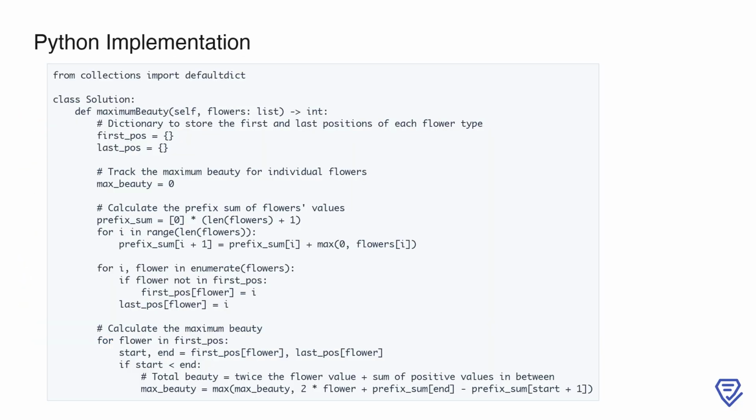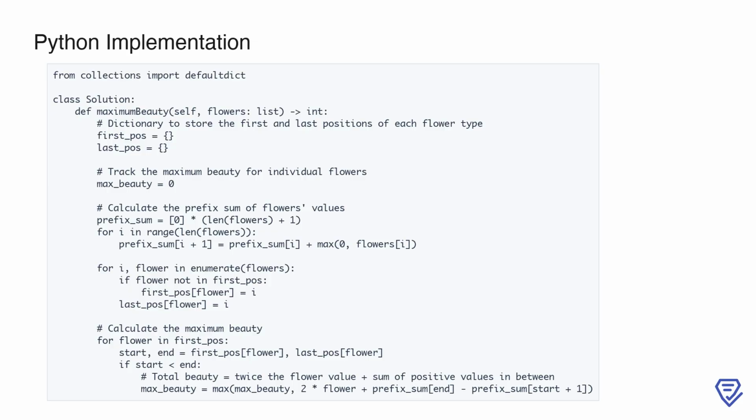Here, we begin by importing the defaultdict module from the collections library, which is helpful for handling default values in dictionaries. We then define the Solution class and its method maximum_beauty. This method takes in a list of integers, flowers, which represents the beauty values of flowers in a garden. First, we initialize two dictionaries, first_pos and last_pos, to store the first and last positions of each unique flower type. These positions will help us determine the range of indices where each flower type appears in the list. Additionally, we initialize a variable max_beauty to 0, which will be used to track the maximum beauty we calculate as we iterate through the data.